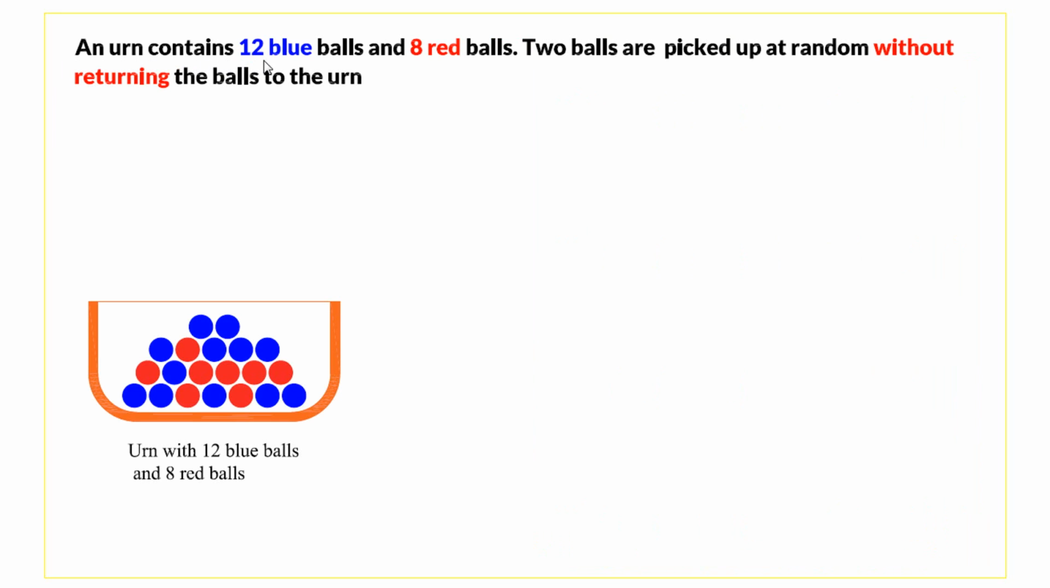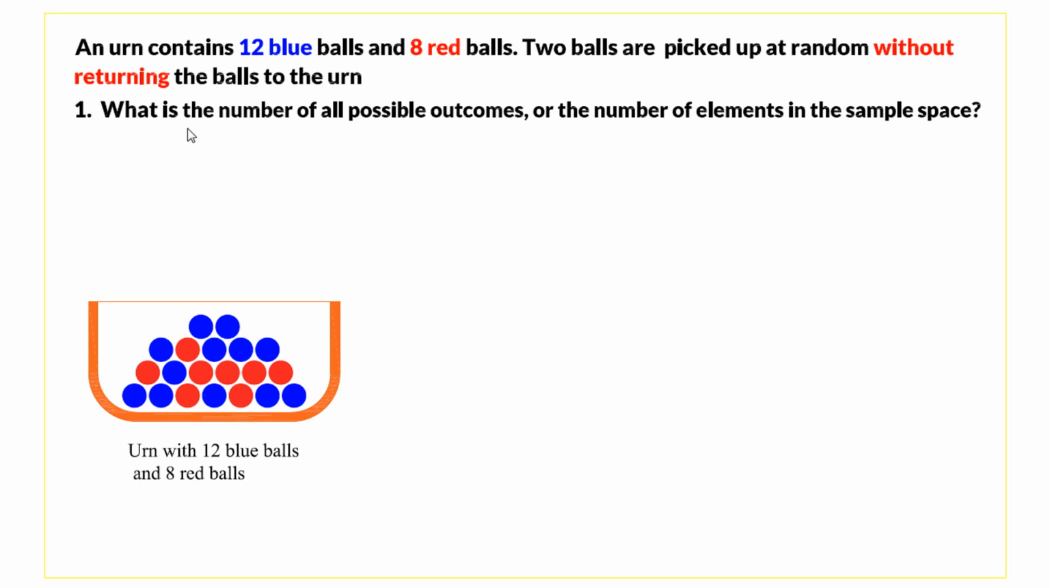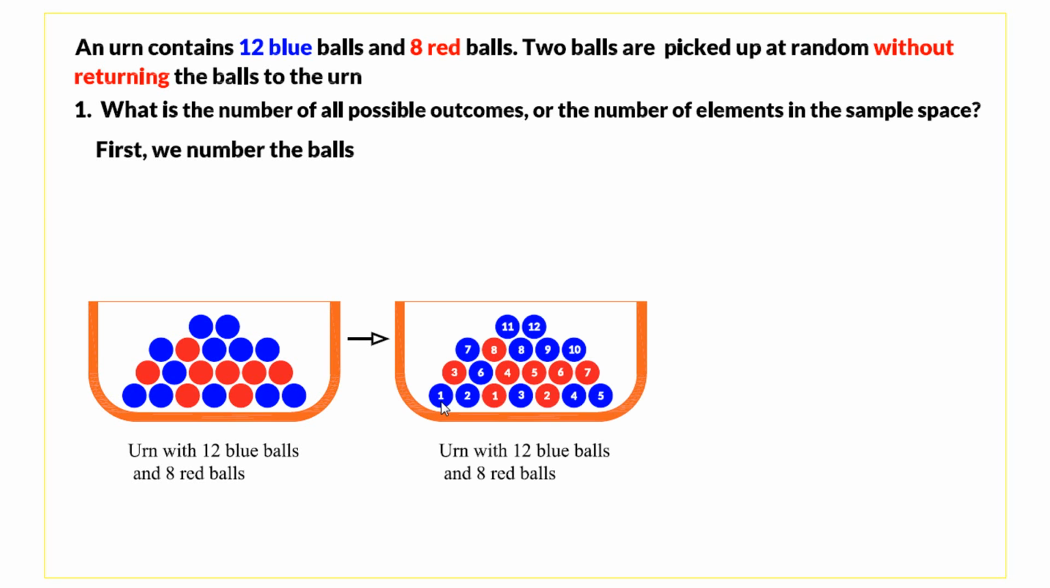An urn contains 12 blue balls and 8 red balls. 2 balls are picked up at random without returning the balls to the urn. So the first question: what is the number of all possible outcomes, or the number of elements in the sample space? So first thing we do, we number the balls. So we number the blue balls from 1 to 12 and the red balls from 1 to 8 in order to make them distinguishable balls.